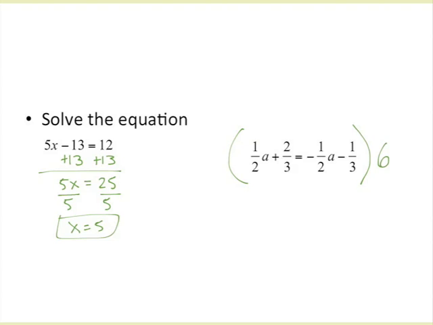6. So if I multiply 1/2 times 6, that makes 3. 2/3 of 6 is 4. Negative 1/2 of 6 is negative 3. And negative 1/3 of 6 is negative 2. And then you don't have any fractions to work with.